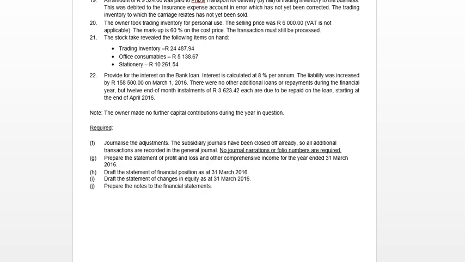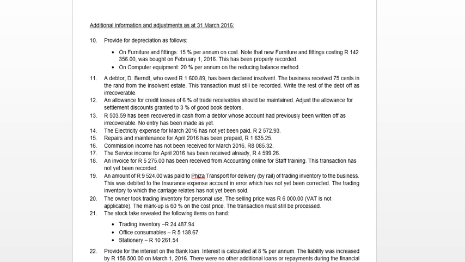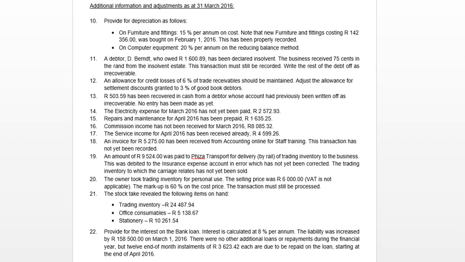We need to prepare our statement of profit and loss and other comprehensive income for the year ending. We need to draft our statement of financial position. We need to draft a statement of change in equity and prepare our notes to our financial statements. So let's have a look.